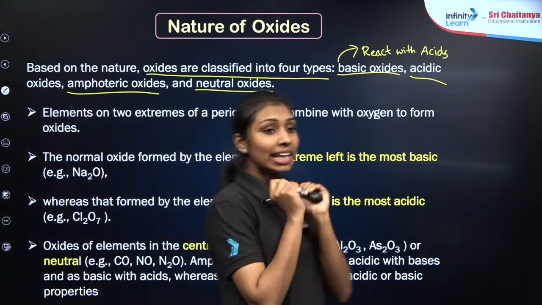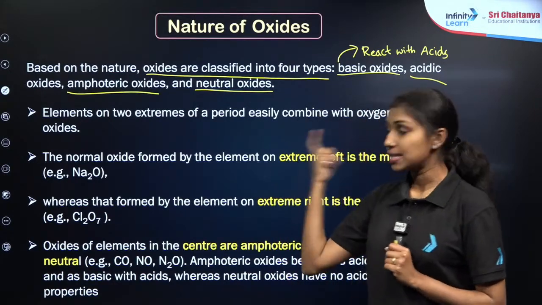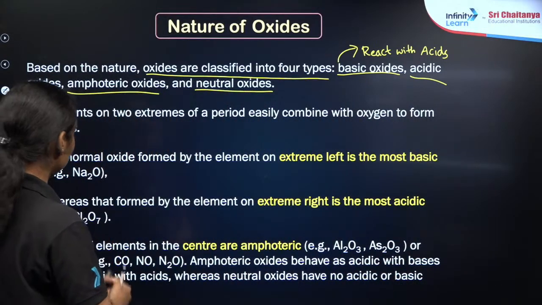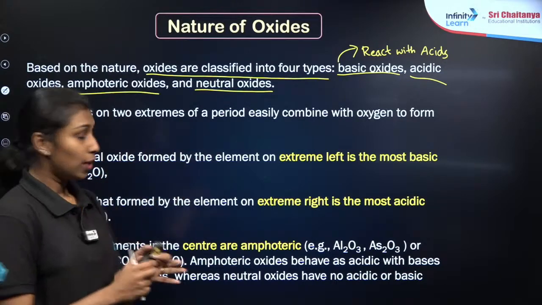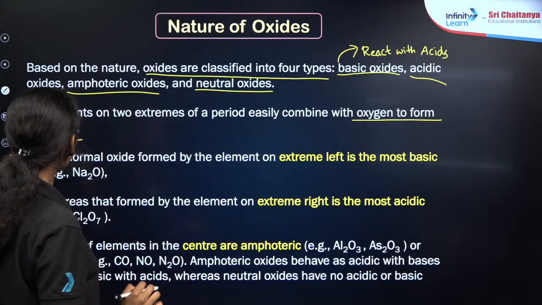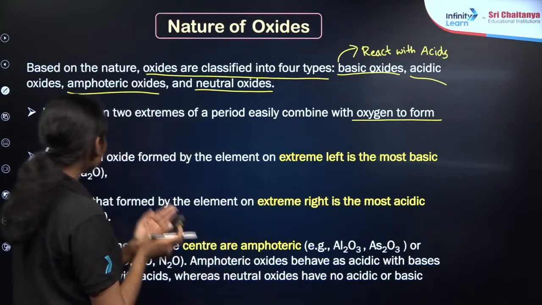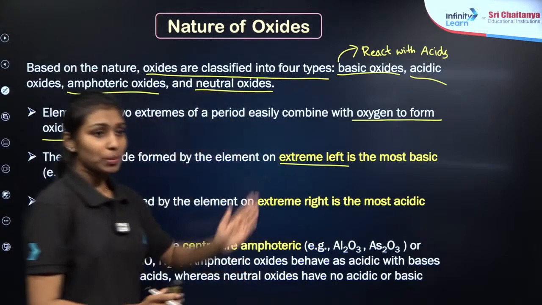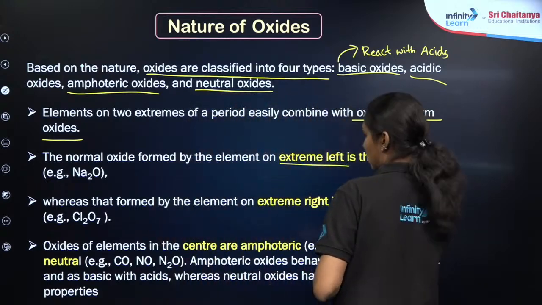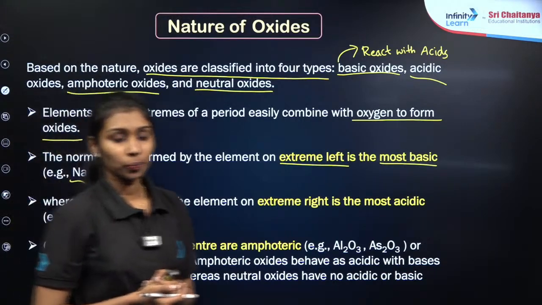Now, we should have an idea about the complete periodic table, in which type of elements will show the basic as well as acidic as well as amphoteric oxides and so on, right? Elements on the 2 extremes of a period, from the left or right, will combine with oxygen to form oxides. The elements on the extreme left, which are group 1 and 2 elements, will form the most basic oxides. For example, sodium will form the most basic oxide, Na2O.